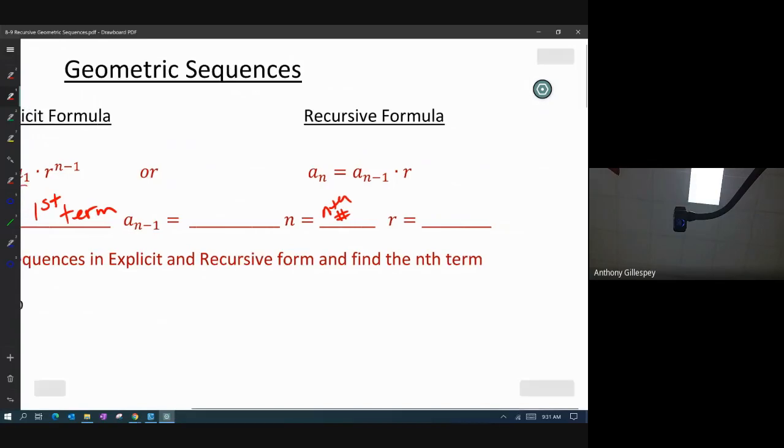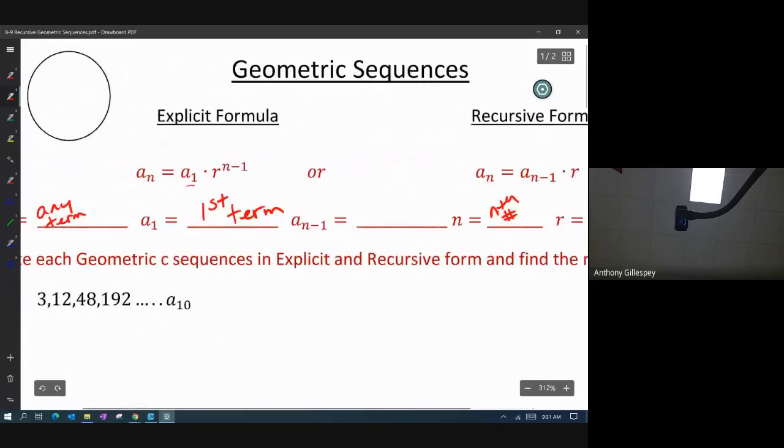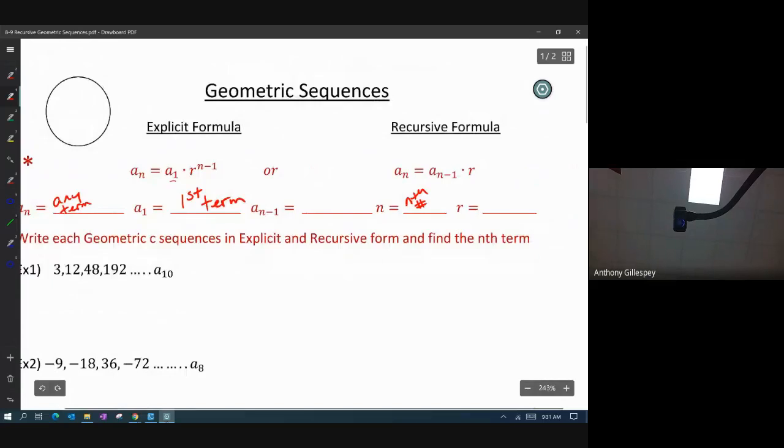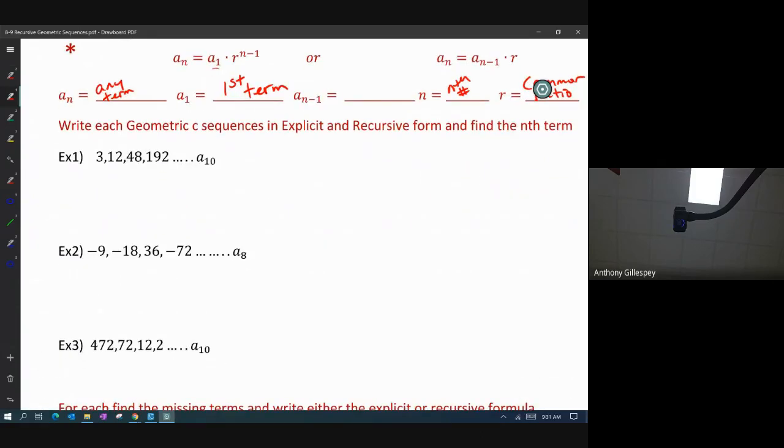What do you think R is? Yeah, it's called the common ratio. Remember how we did the common difference before? And it's been a while, but that's the common ratio. And we're not going to get to a sub n minus 1 right now, so we'll get to that in a minute. All right. For each geometric sequence in explicit and recursive form, find the nth term, okay?